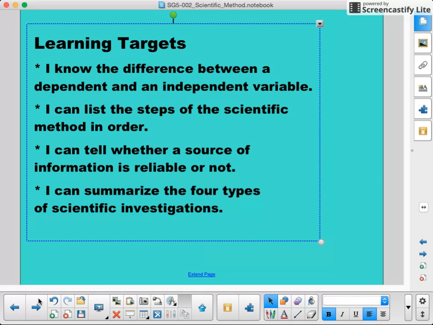There are 4 learning targets for this lesson. I know the difference between a dependent and an independent variable. I can list the steps of the scientific method in order. I can tell whether a source of information is reliable or not. And I can summarize the 4 types of scientific investigations.